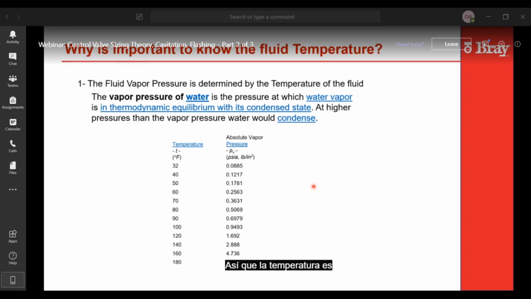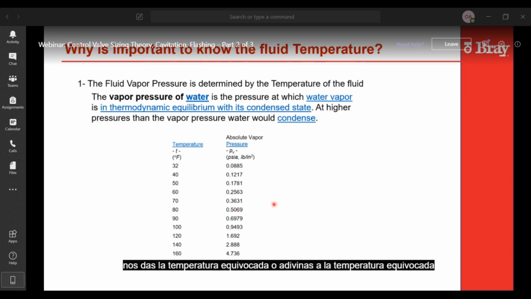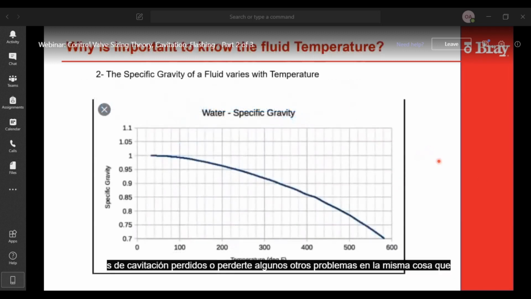So temperature is a critical thing to know when you're sizing control valves, and one of the reasons for that is we went through the cavitation scenario, but that's the reason: the vapor pressure varies with temperature. So if you give us the wrong temperature or you guess at the wrong temperature, you could end up missing cavitation issues or missing some other issues.